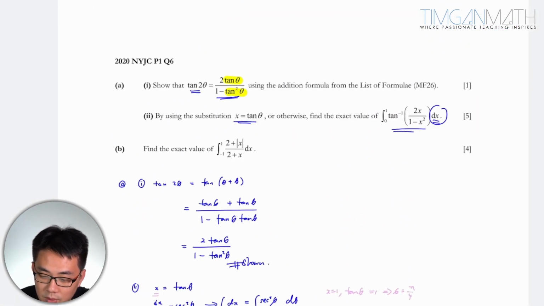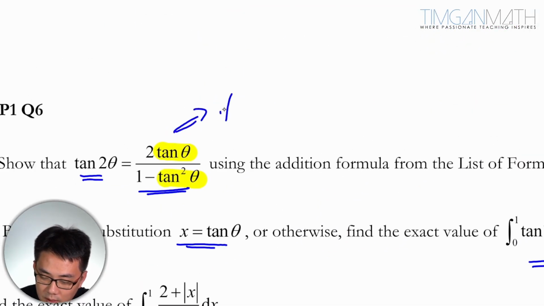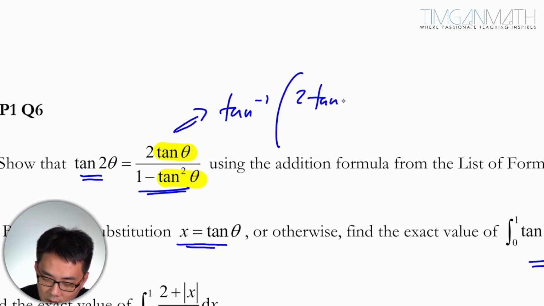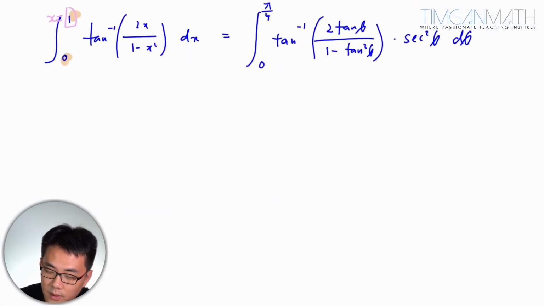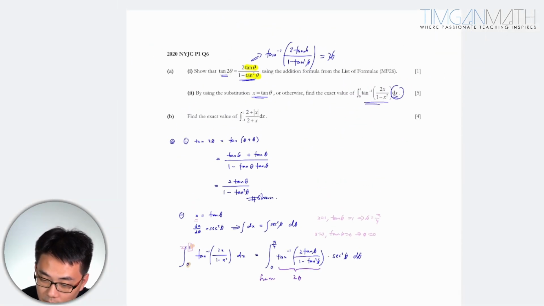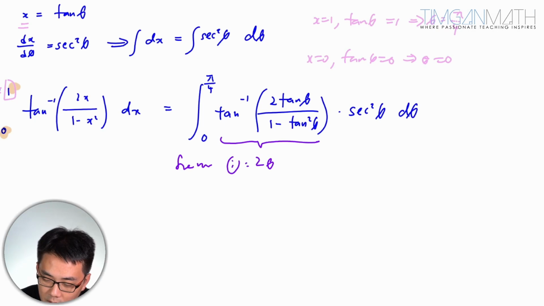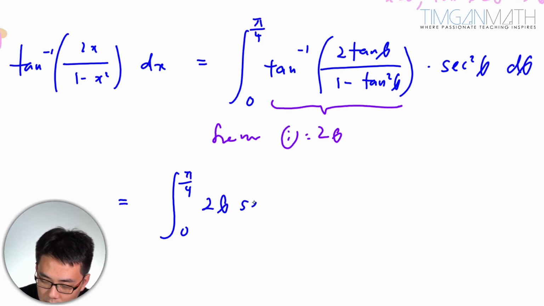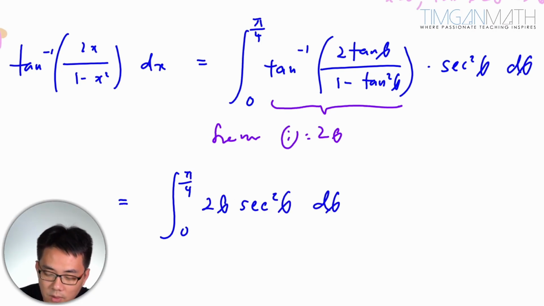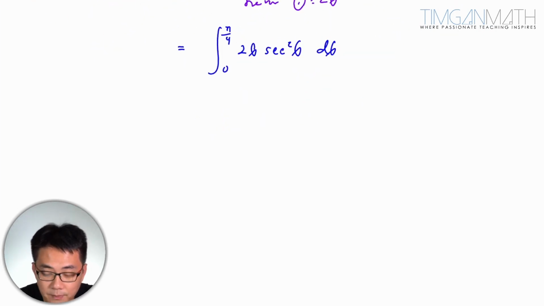Now once done, we're going to use the result from part 1. The previous result says tan inverse of 2 tan θ over 1 minus tan² θ equals 2θ. So what we're going to do is replace this whole thing as 2θ from part 1. So what we get is actually the integral from 0 to π over 4 of 2θ sec² θ dθ. Now once you see this, don't get intimidated by this. You have algebra here, and this is a trig function.